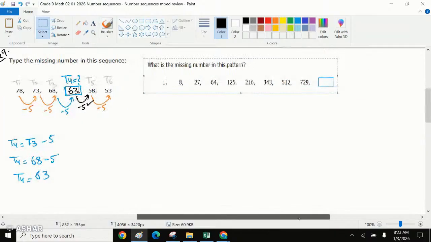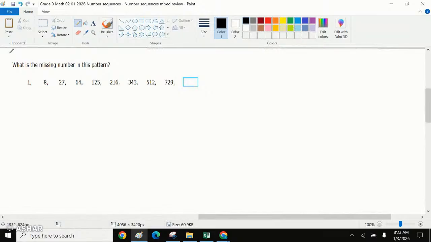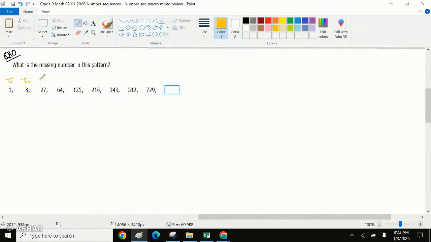Question number 10. Okay, a lot of numbers over here, right? I think there would be 10 numbers in the sequence. Let's count them first for our own convenience. This is term 1, term 2, term 3, term 4, term 5, term 6, term number 7, term number 8, term number 9, and term number 10 we need to find.